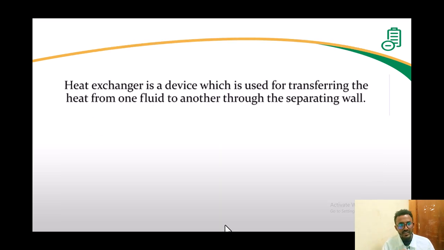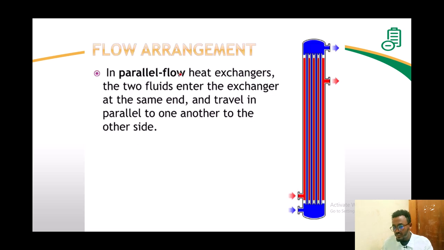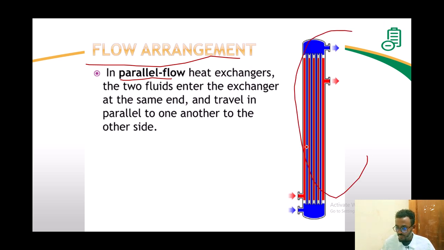This is the main thing. A heat exchanger is a device which is used for transferring heat from one fluid into another through a separating wall. So let's start from this. We have classification according to flow arrangement. The first one is the parallel flow heat exchanger. Let's take this heat exchanger. The red one represents the hot fluid. This blue one represents the cold.